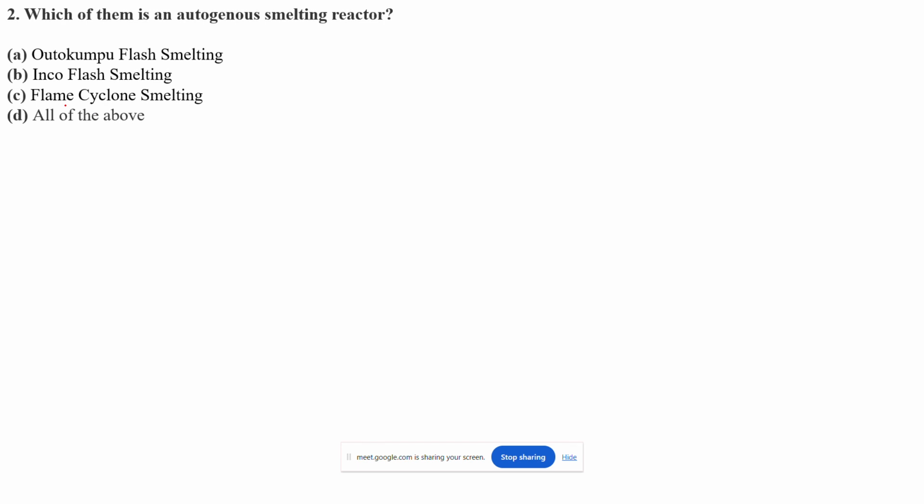Which of them is an autogenous smelting reactor? Outokumpu flash smelting, yes. Then Inco flash smelting, yes. This is also an autogenous smelting reactor. Flame cyclone smelting, yes. So the answer is all of the above.